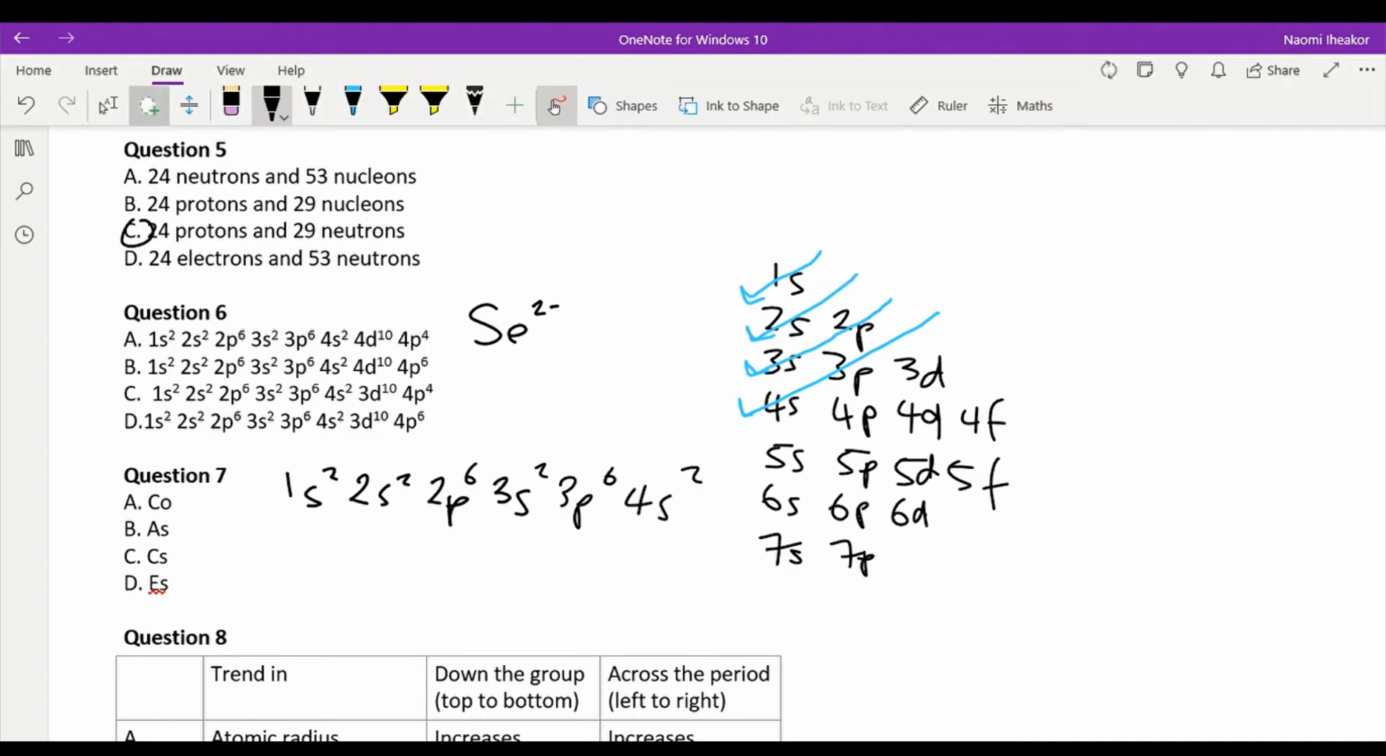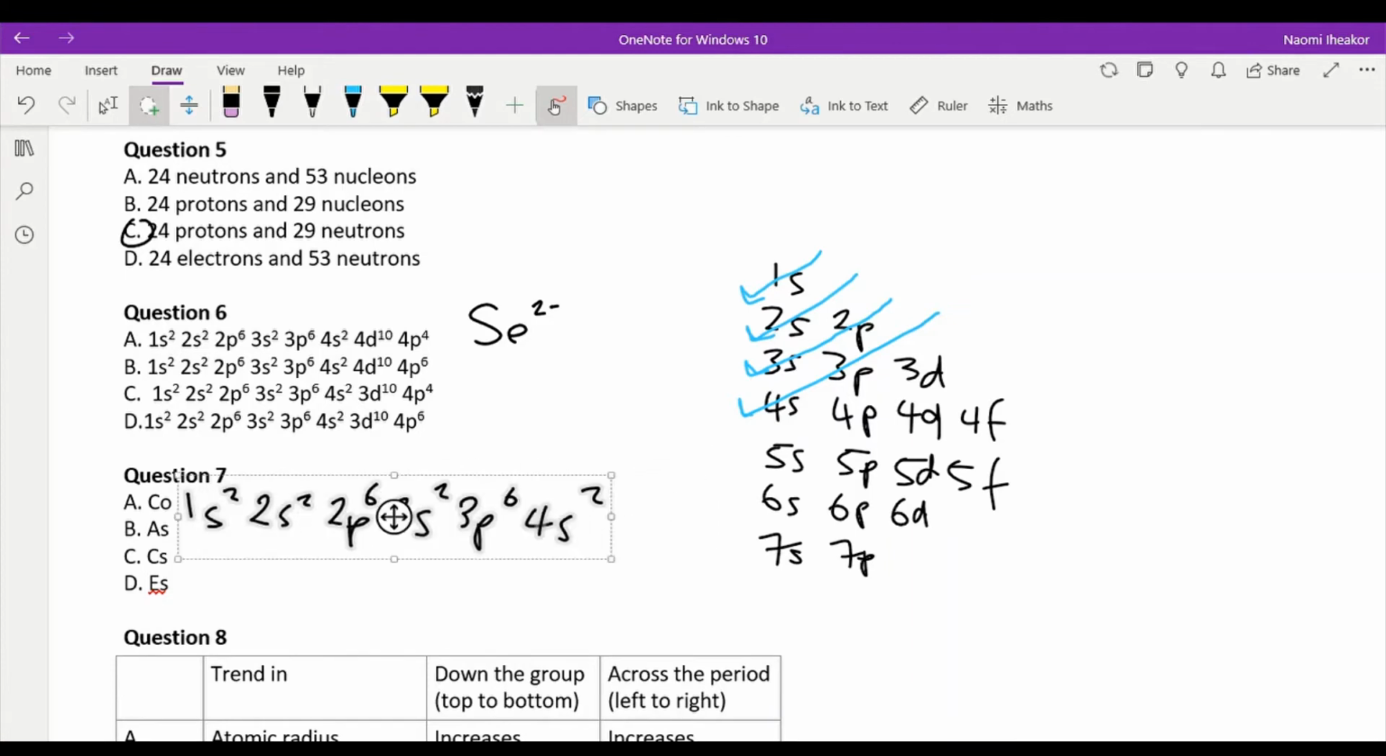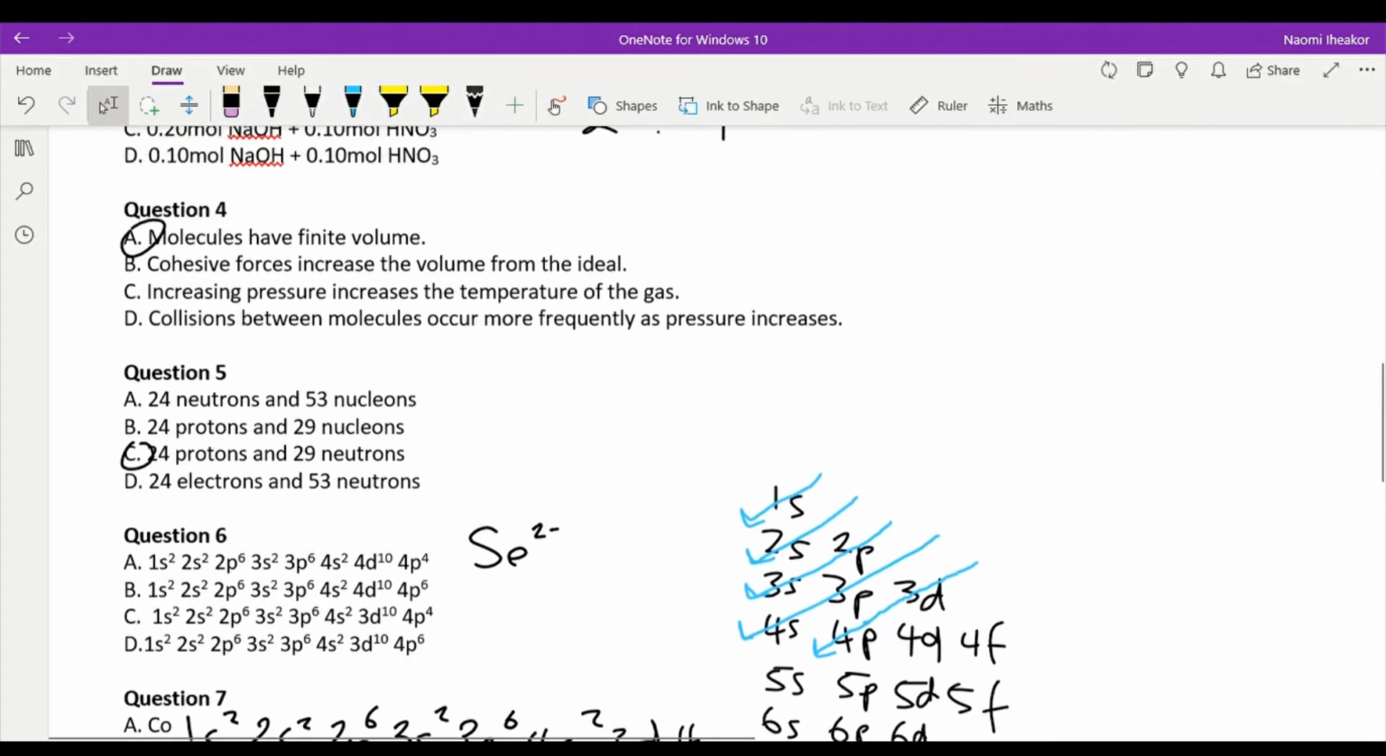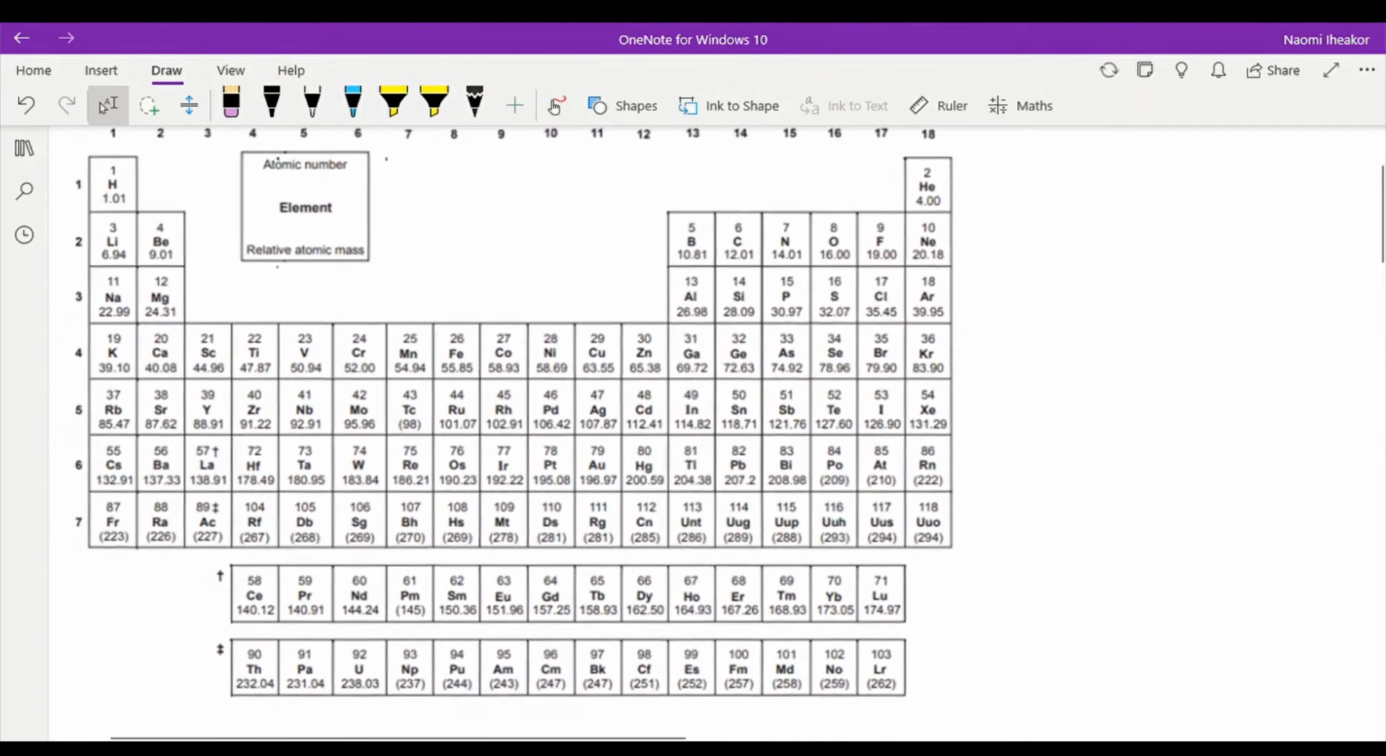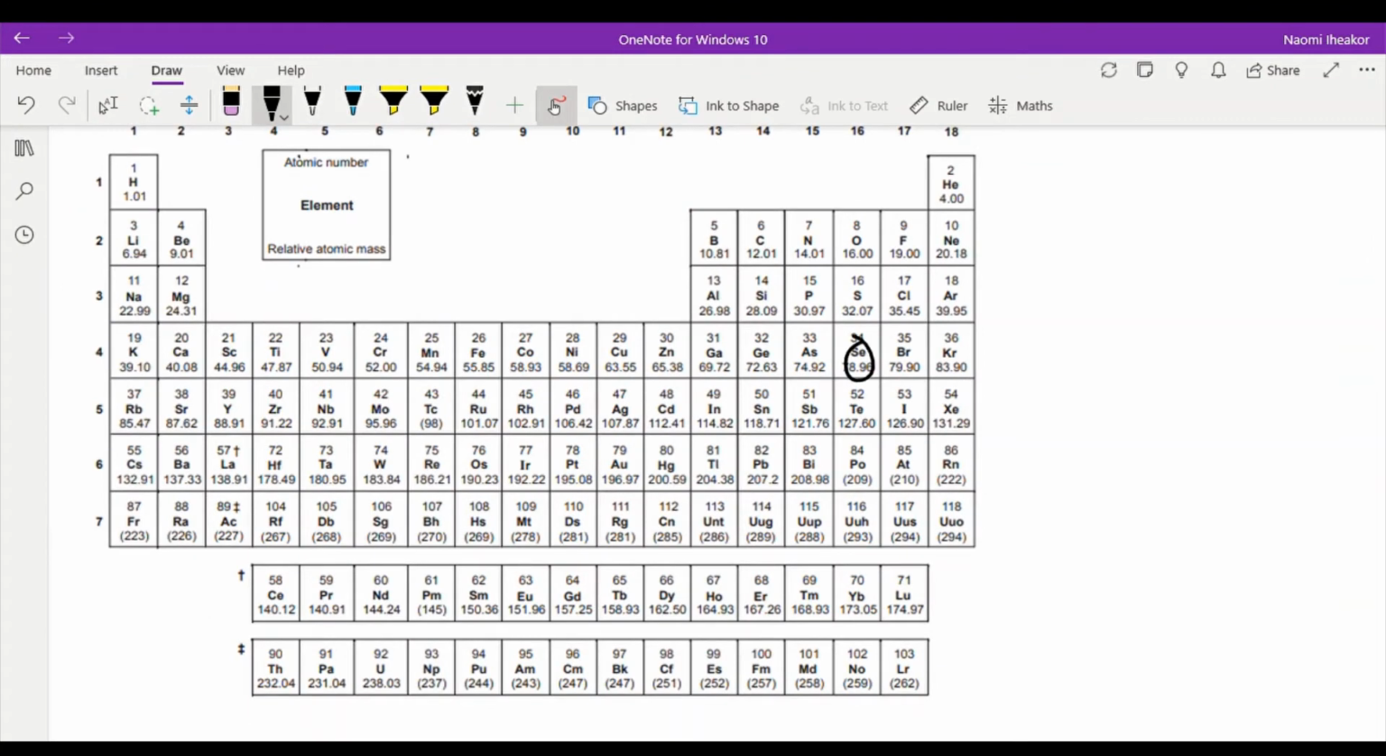Move this over. If we come down like this, we've got 3d and then 4p, and that's where we're going to stop. 3d, 4p. Why are we stopping at 4p? Well, if we look at what we're looking for, which is Se, it is in the 4th period, so that's 4. It is in the P block, so that's 4p. So we know it needs to end in 4p, which is why we stopped there.